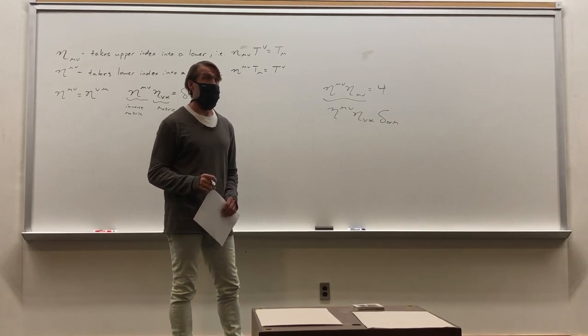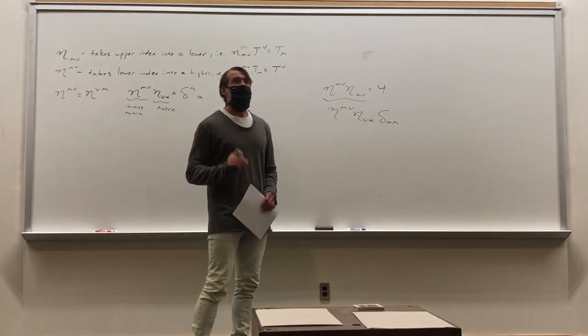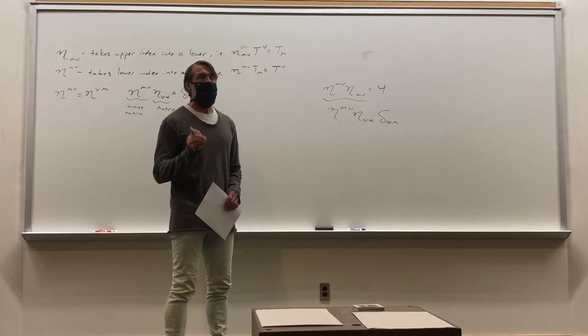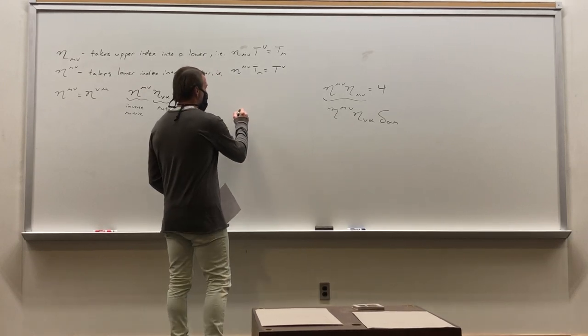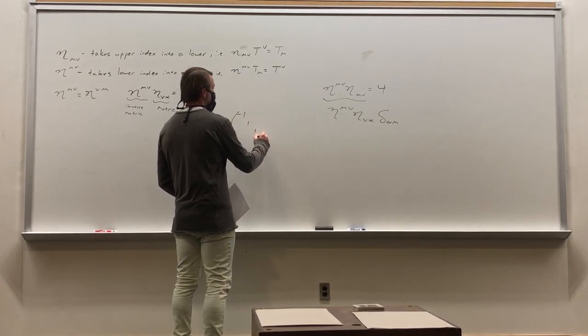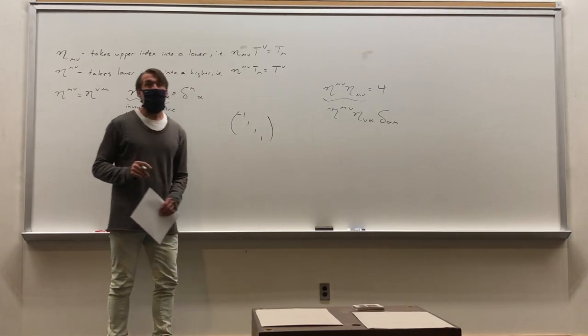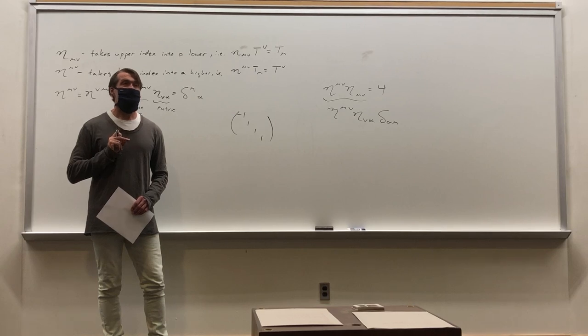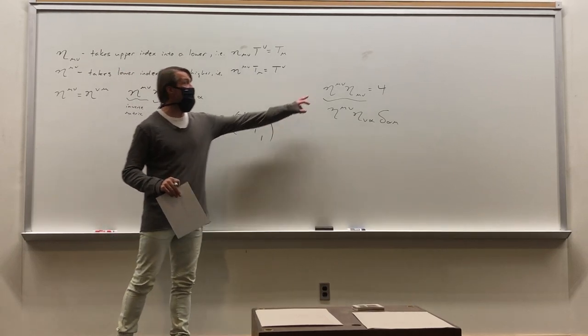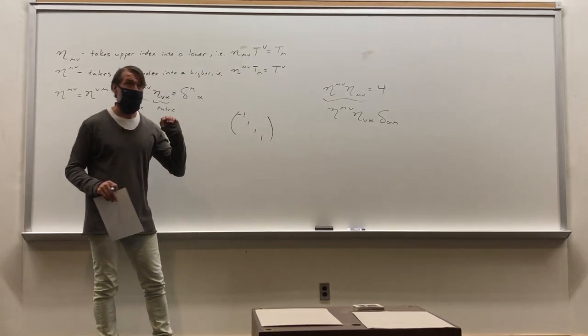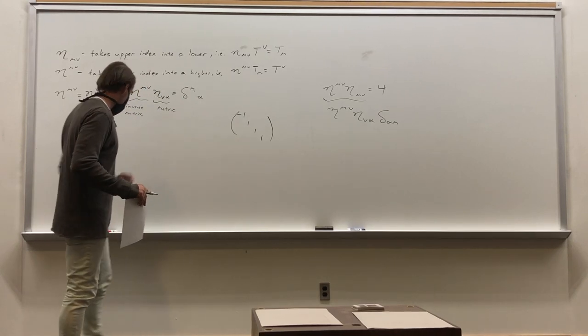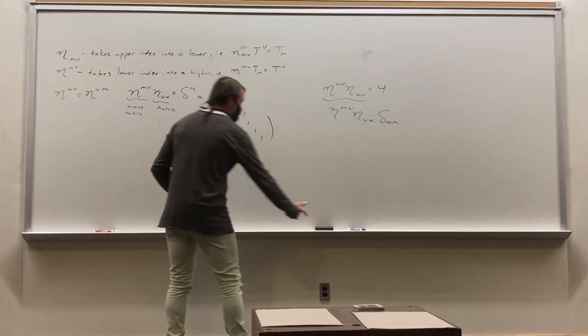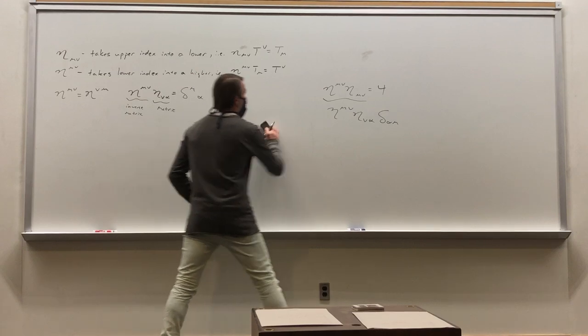I want to point this out because if I said trace the metric, or remember if we write the metric, it looks like that. A common answer I get is 2. But that's not the trace of the metric. The trace of the metric is given by this, and it's 4. Okay? We all on board? All right.